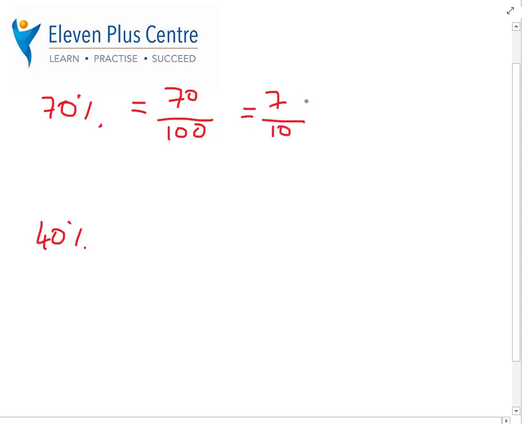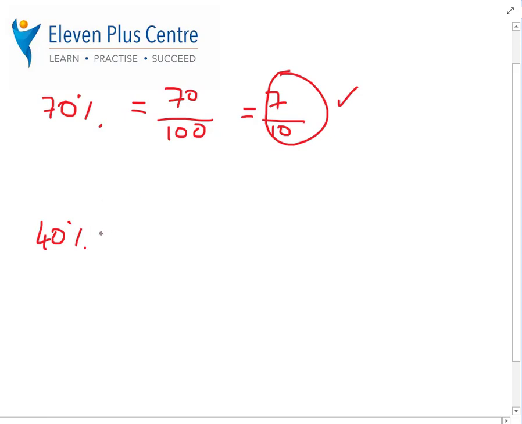Now let me think, is there another number I can divide 7 and 10 by to make this fraction even more simple? I can divide 10 by 2, but I can't divide 7 by 2. Remember, the top and bottom have to be divided by the same number. So can I divide top and bottom by 2? The answer is no. By 3? No. 4? No. 5? No. So this would be my final answer, because I cannot simplify this anymore. So 70% is 7/10 as a fraction.